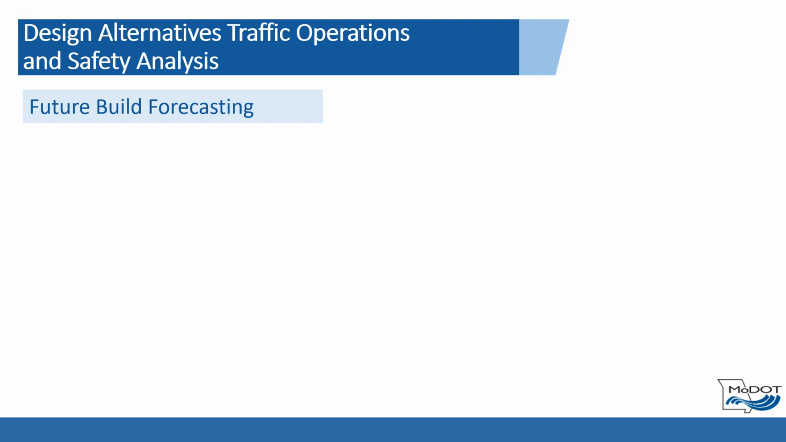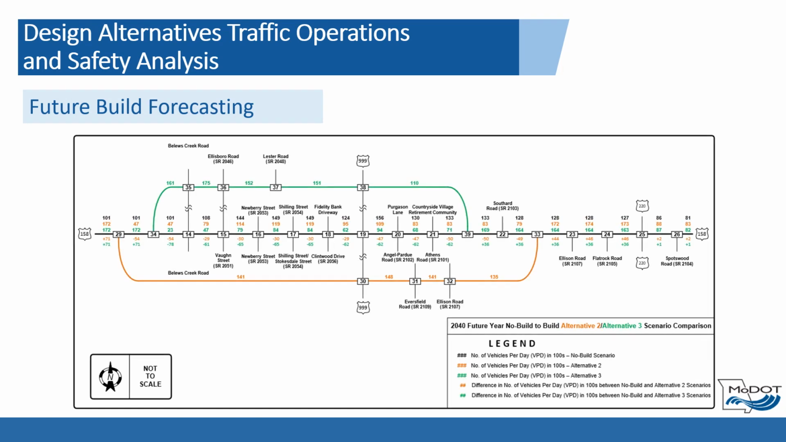This section should include a description of how these traffic projections were generated and cite any traffic forecast used as a reference. An example figure, like the one displayed, can be used to communicate different traffic volumes depending on the build scenario selected.